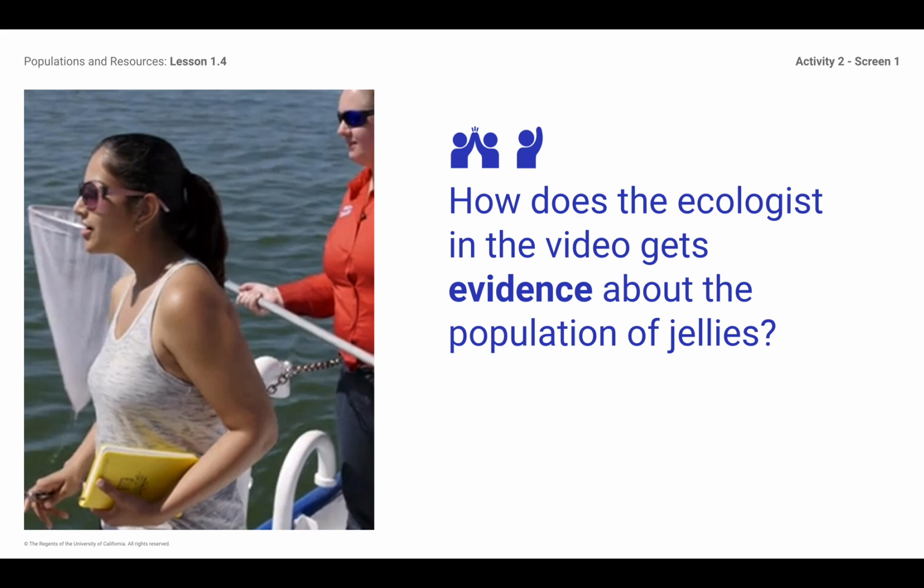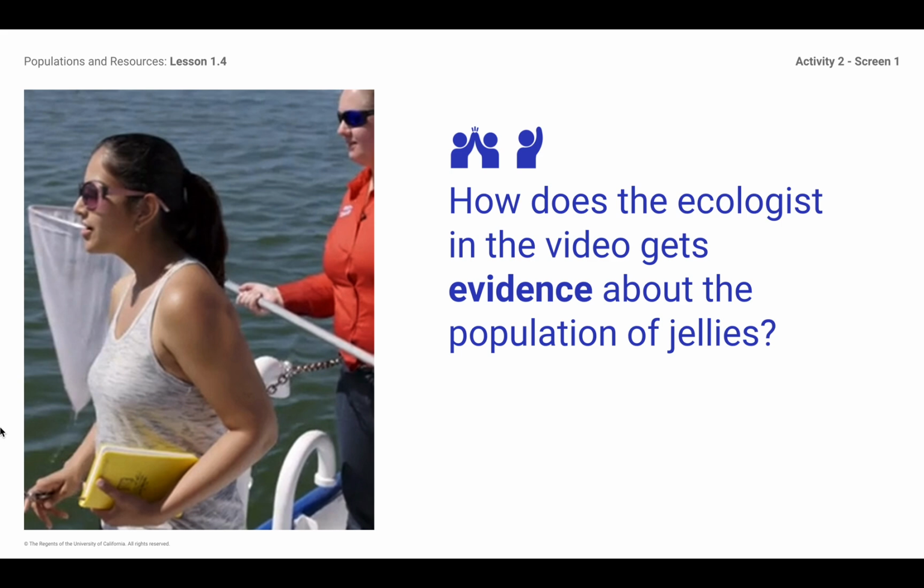So how does the ecologist in the video get evidence about the population of jellies? Well, first of all, she talked about dip netting. And dip netting is when she just took one net and she was getting one species. She just picked up one moon jelly. And this is really effective for collecting data about an individual species, an individual organism, but it's not effective at all when you're talking about finding out information about the whole population.